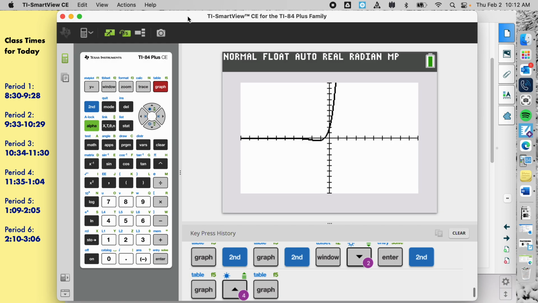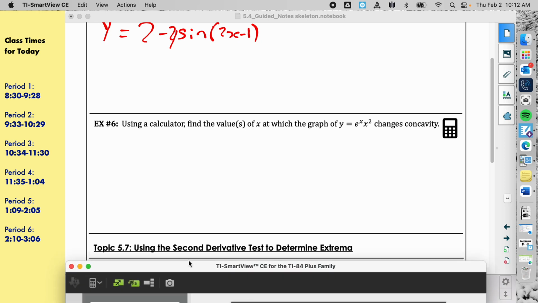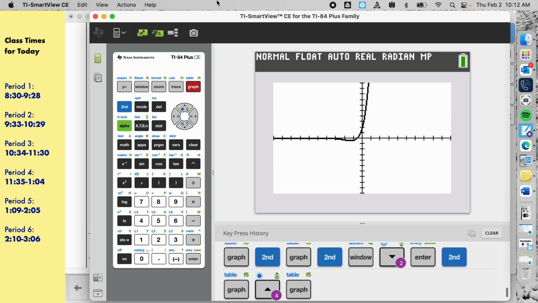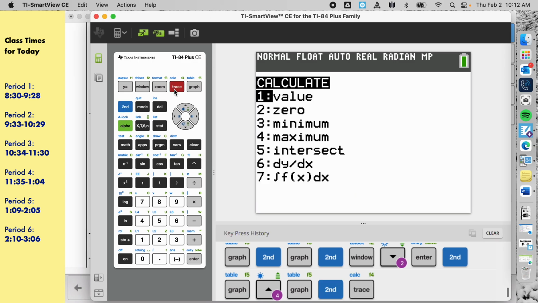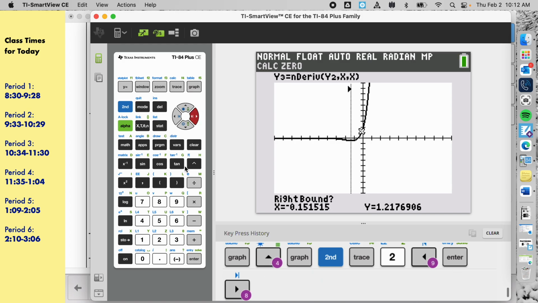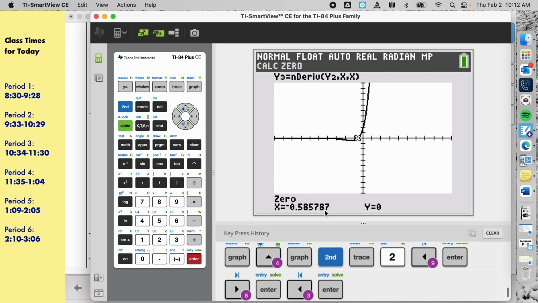I don't even know what this question was asking. Find the value of x at which the graph changes. Okay, that's exactly what we were looking for. So I want to find that answer by doing the 0. And apparently the answer is negative 0.586.